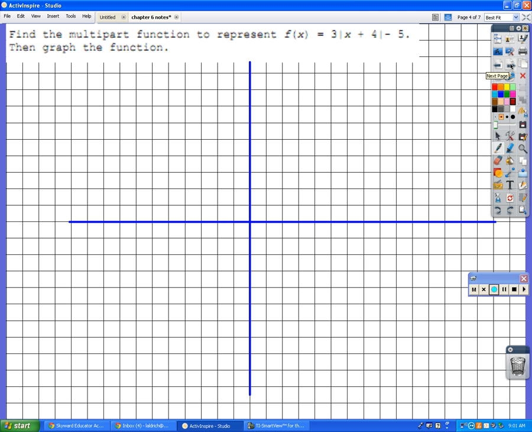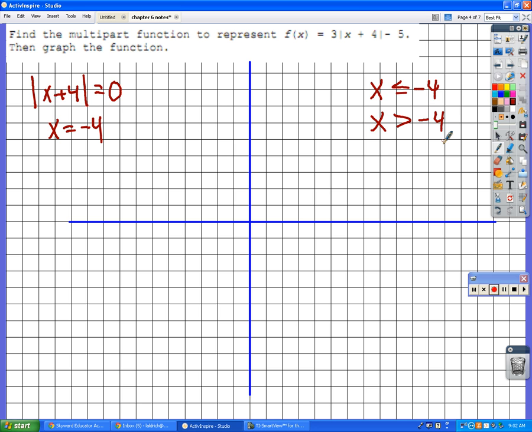All right, so let's try another one, and hopefully this will be a little bit easier because we did one already. So find the multi-part function to represent this right here. So here's your step-by-step. Where does the stuff in the absolute value equal 0? At x equals -4. Okay? So that's how you're going to divide these two pieces up. You're going to have one piece where x is less than or equal to -4, and you're going to have one piece where x is greater than -4. Okay? That's your dividing line, where the stuff inside the absolute value equals 0.